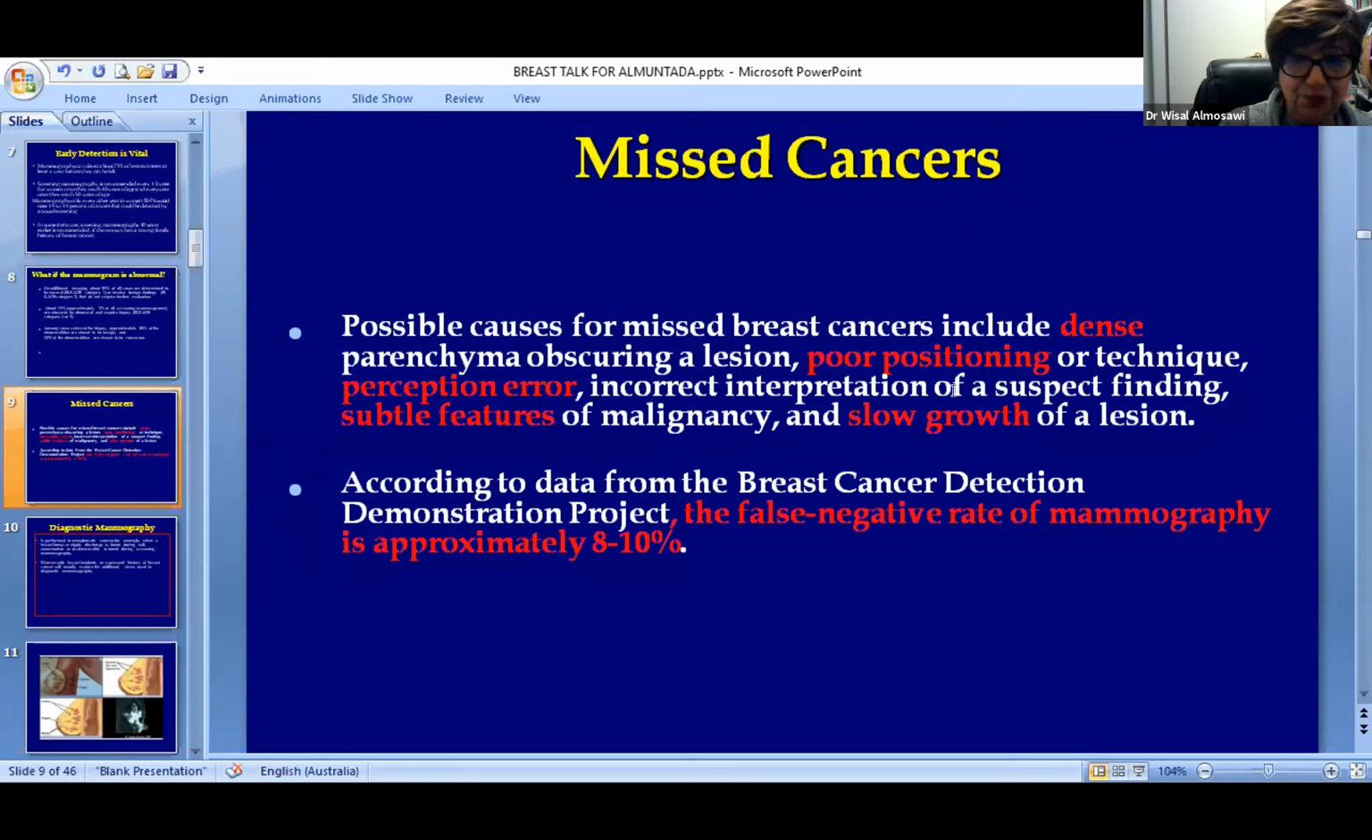Sometimes it's technique, like poor positioning. It's very important that you send your patient to a center which sees a lot of breast, not screening, I'm talking diagnostic. So a radiologist who is experienced with interpreting breast images, and a good center with good technicians who know how to do the positioning and the technique. So dense breast, poor positioning, perceptual error. Some radiologists don't have much experience with breast imaging.